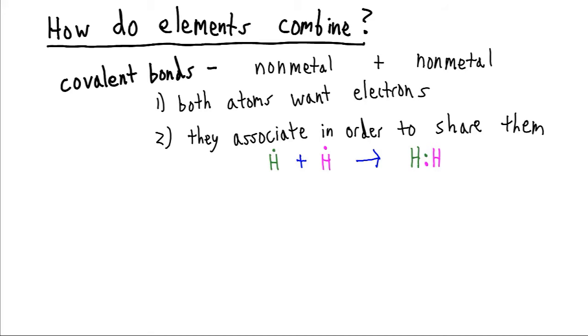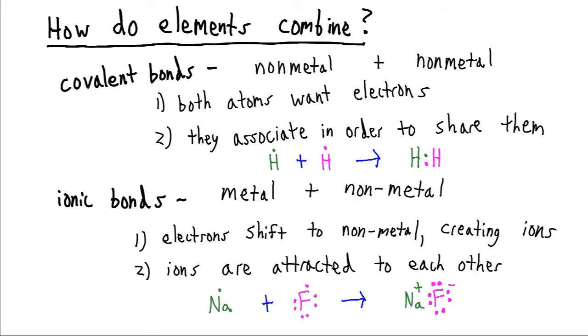Another way that we can have these substances combined together is through ionic bonds. This usually involves a metal and a nonmetal. And so the metals like to give away their electrons. The nonmetals like to receive electrons. And so in this case, the electrons are going to shift to the nonmetal. And when they do that, the nonmetal is going to pick up some negative charge. And the metal, which lost its electron, is going to have a positive charge. But when you have a positive charge and a negative charge, they're attracted to each other. So we form these ionic substances.